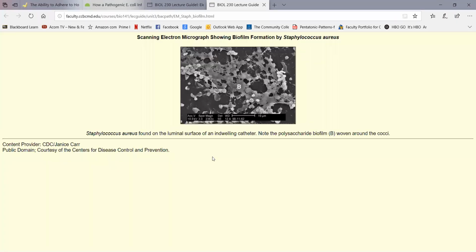And this is a biofilm of Staphylococcus aureus growing on the luminal surface, that is the inside surface of an indwelling catheter. So you see the grape-like clusters of staph surrounded in this biofilm adhering to the wall of the indwelling catheter.